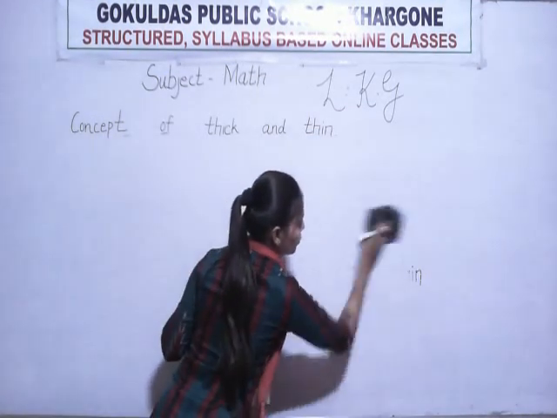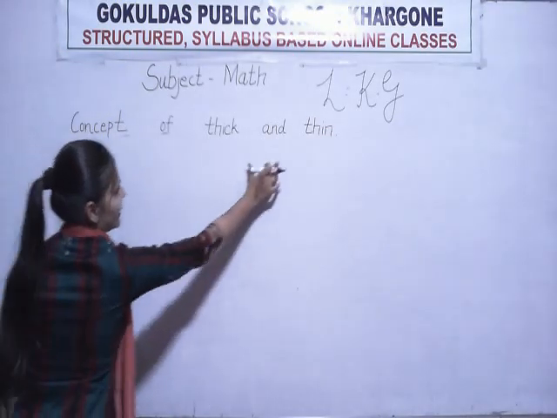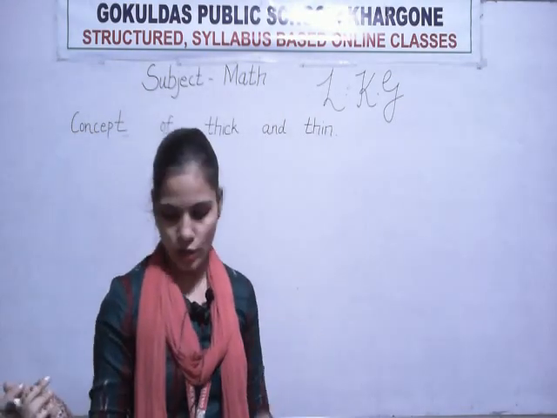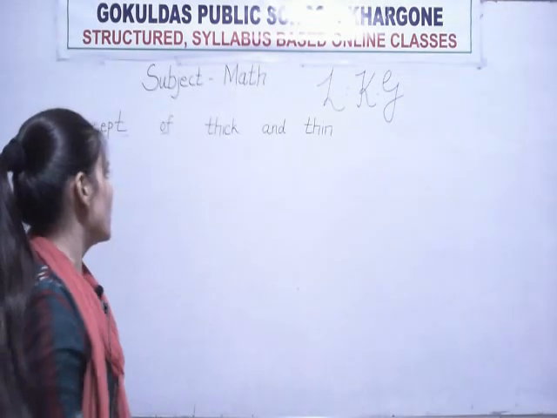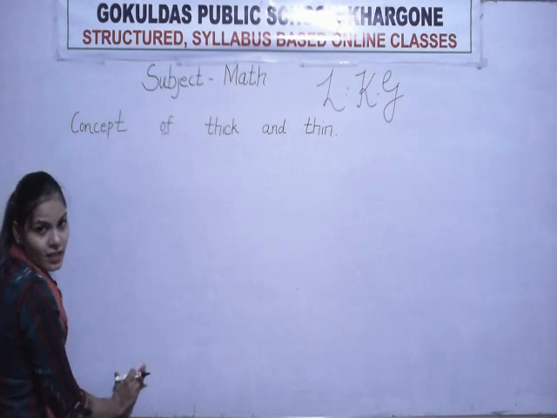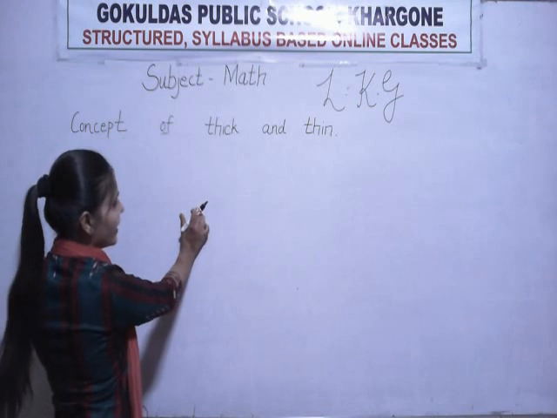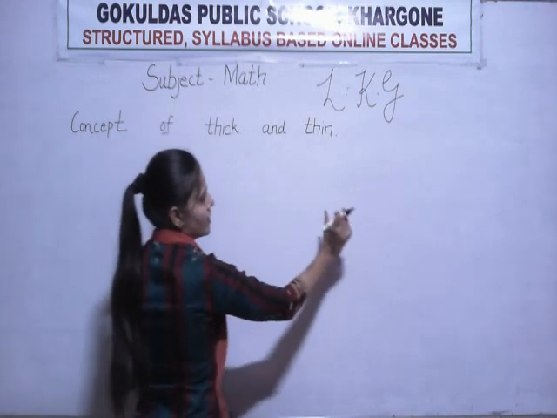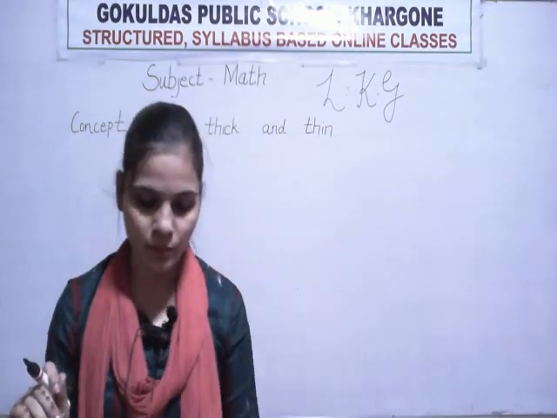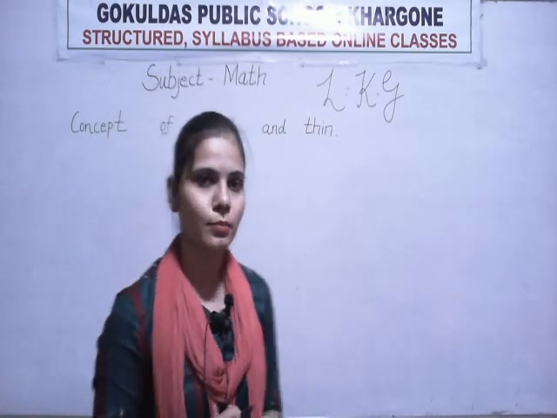So in your notebook, write 3 examples and find out which one is thick and which one is thin. Take out your notebook and repeat after me. On this side some pictures, on this side some pictures, and you find out which one is thick, so you write here thick, which one is thin, so you write here thin. So take out your maths notebook, pencil and eraser and write with me.